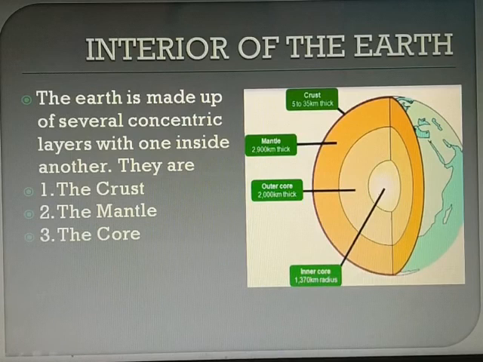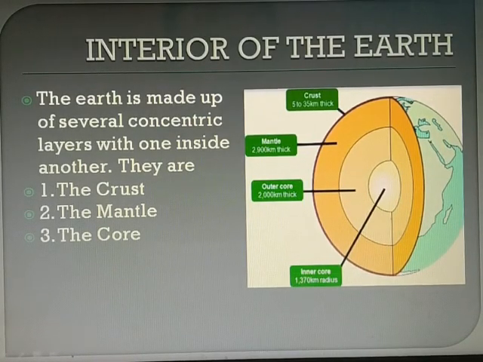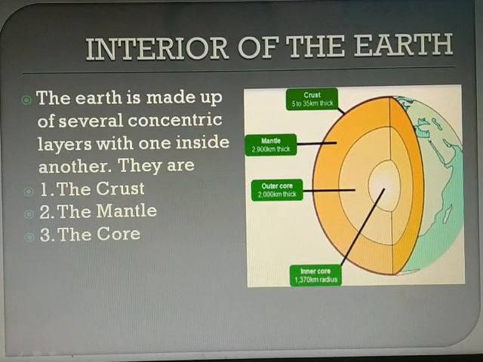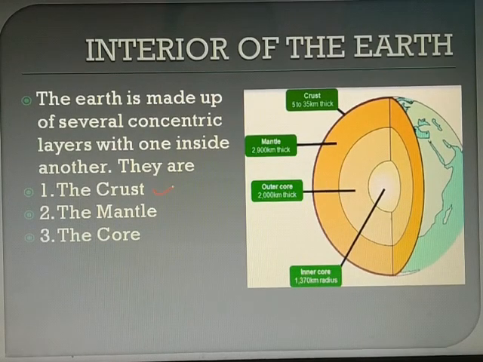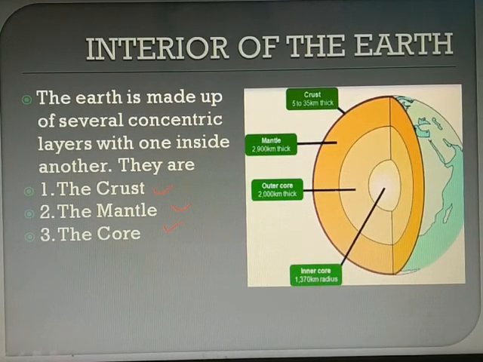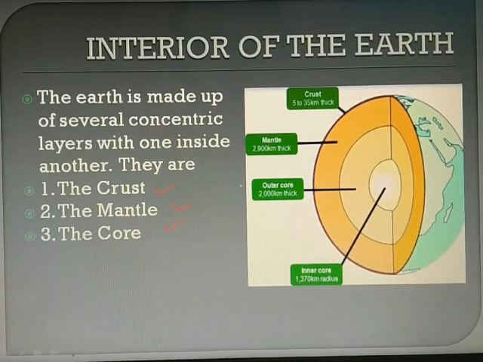First we are going to start with the interior of the earth. This interior of the earth has three layers. First read this topic, then after that I will explain from this picture. The earth is made up of several concentric layers, one inside another, and they are the crust, mantle, and core. As per your standard, there are only three layers, one over the other.